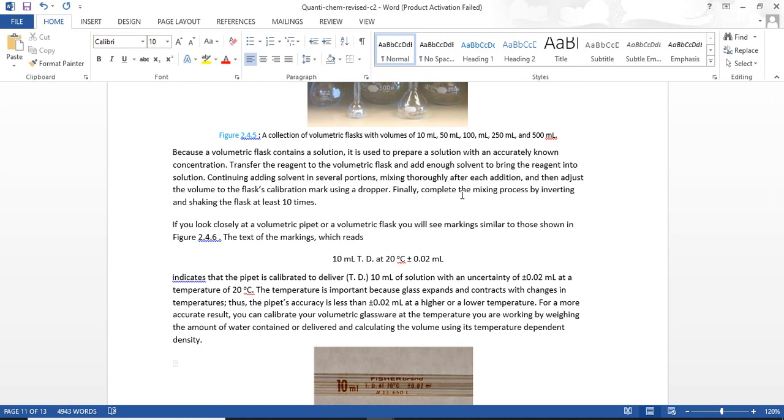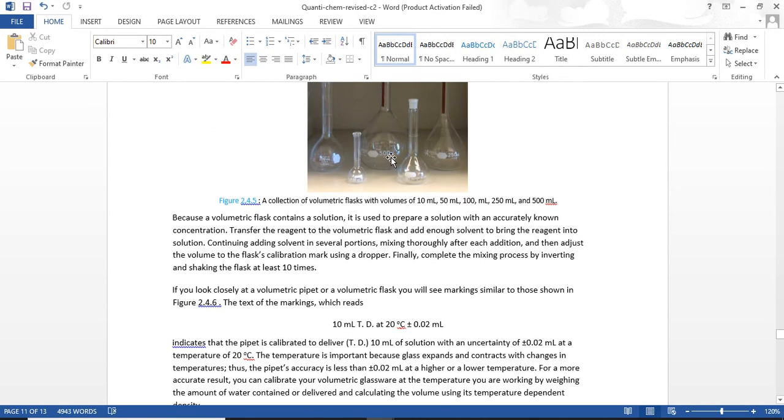Okay, because your volumetric flask contains a solution, it is used to prepare a volume with an accurately known concentration. Transfer the reagent to a volumetric flask and add enough solvent to bring the reagent into solution. Continue adding the solvent in several portions, mixing thoroughly after each addition, and then adjust the volume to the calibration mark using your dropper. Finally, complete the mixing by inverting and shaking the flask at least 10 times. So it is used for combining your solvent and your solute.